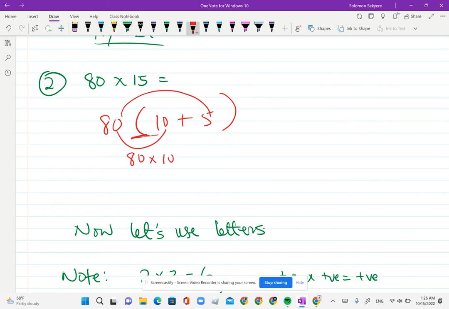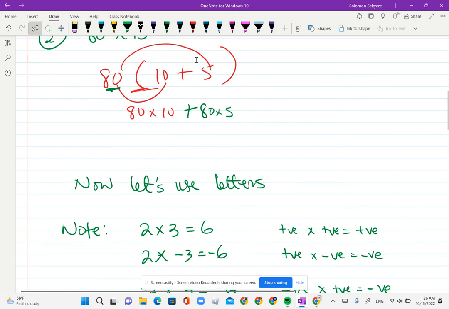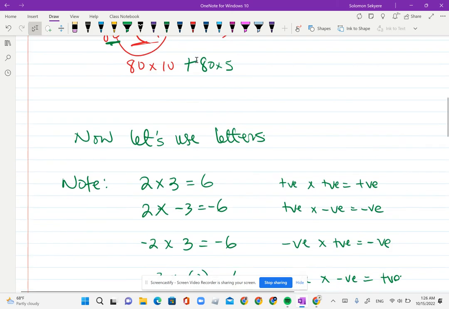Pause the video, understand it, watch this. 80 times the 10. What do I do next? An addition sign. And then again, it is 80 times the 5. So when you want to remove the parentheses, you multiply through it. Okay, let's do more.